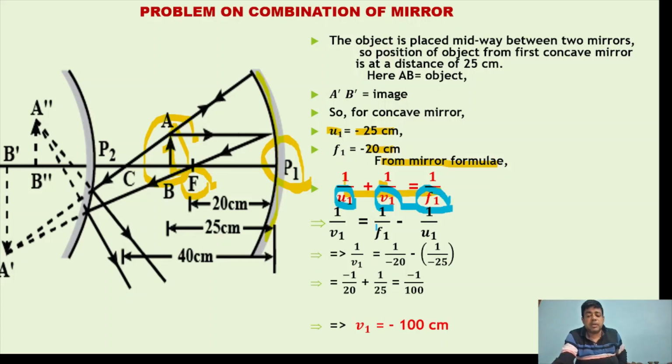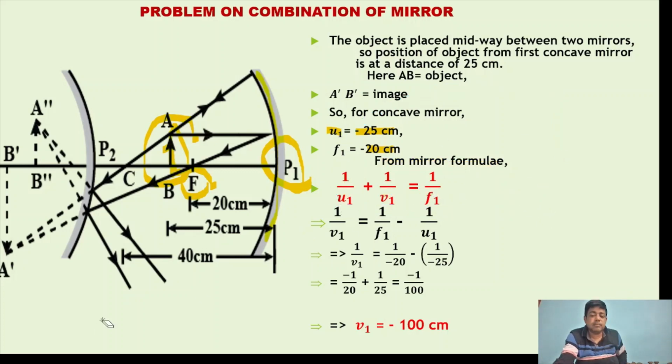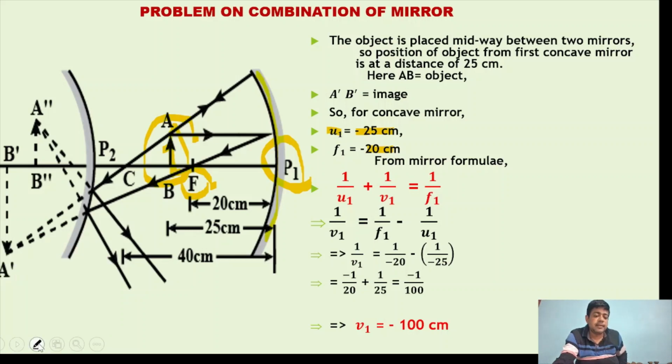So 1 by V1 is equal to 1 by F1 minus 1 by U1. This 1 by U1 will be transposed to the right hand side. Understand? Right? Once again, see. So 1 by V1 is equal to 1 by F1 minus 1 by U1.